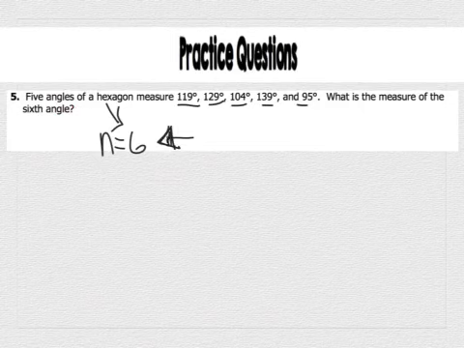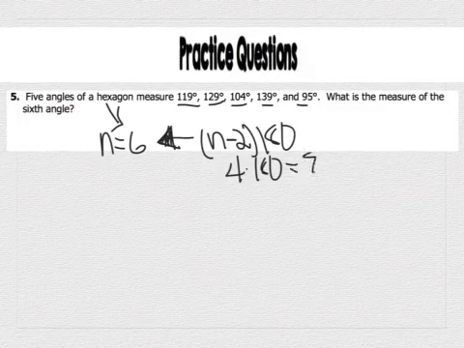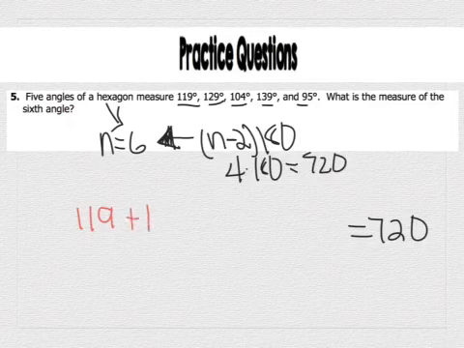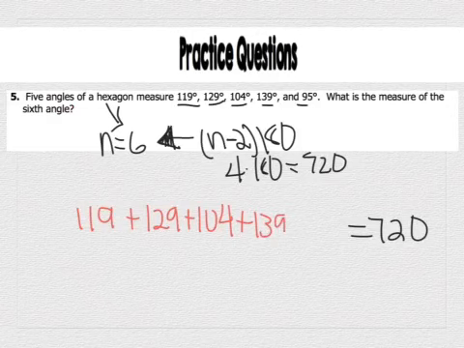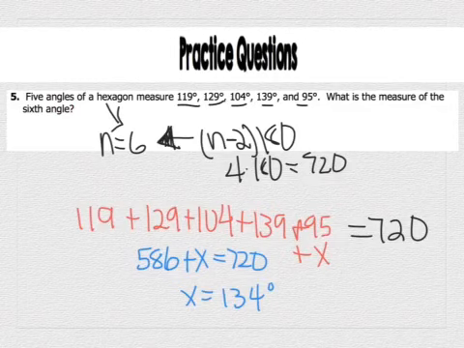N equals 6, and we're going to do n minus 2 times 180. So 6 minus 2 is 4, and 4 times 180 is 720. So everything equals 720. If we want to put it together as an equation, we would do 119 plus 129 plus 104 plus 139 plus 95 plus x is equal to 720. Go ahead and simplify that and see what you get. And x is equal to 134.